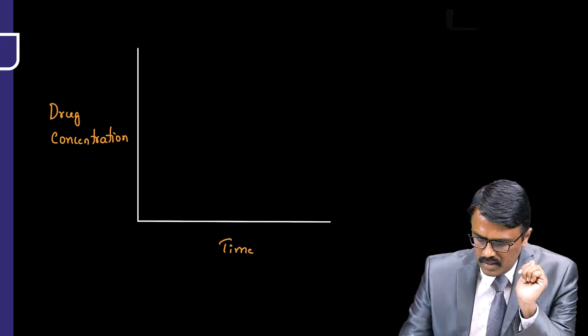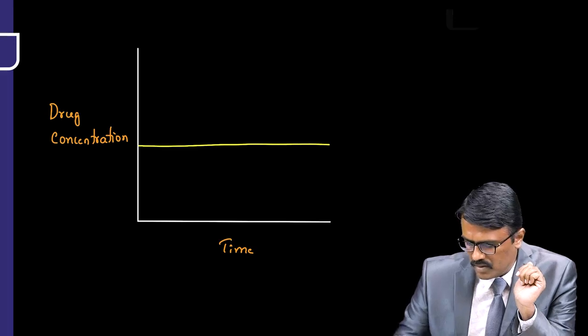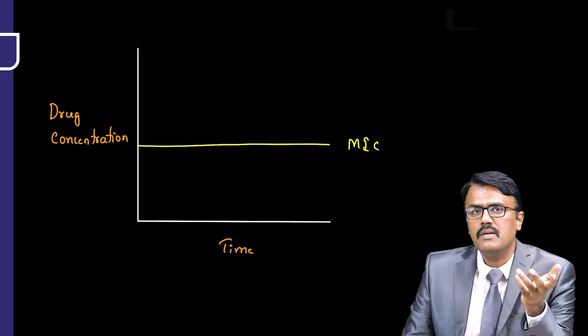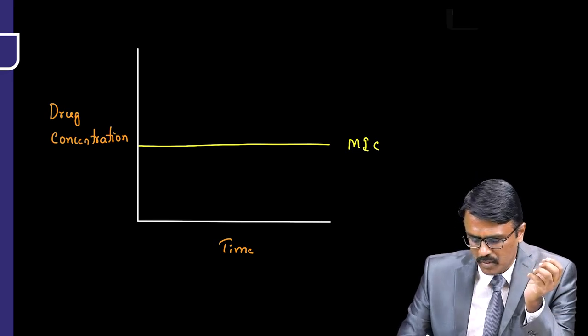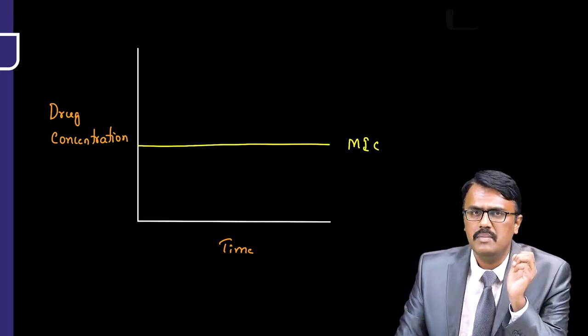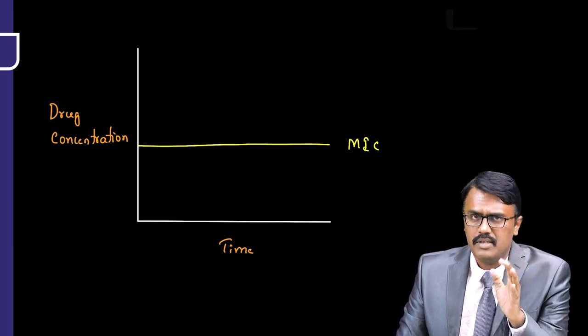Now, there is a level called minimum inhibitory concentration. So this is like the minimum effective concentration we studied in the bioavailability graph. Only if you go above this line, when the drug level reaches above this line, the bacteria are inhibited or killed. So the drug will produce an antibacterial effect after this.